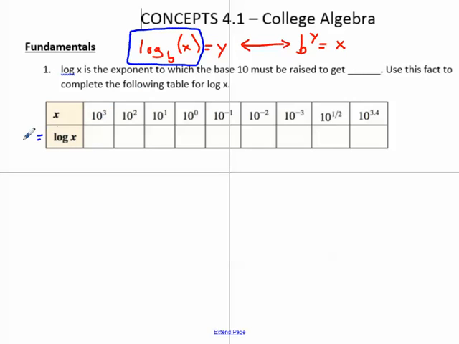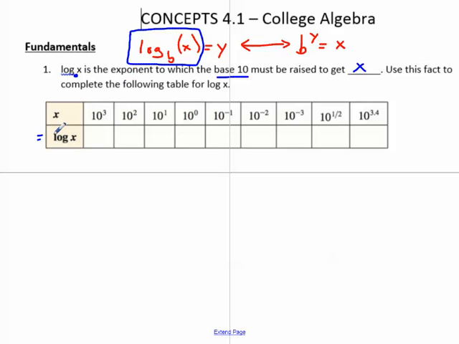Let's go through the question. Log x is the exponent to which the base 10 must be raised to get x. Remember that if there's no base written here, we understand that it's a base of 10. It's the common base. The base of 10 is always going to be the base if there's nothing written. Because if we set this equal to y, 10 to the yth power equals x. Therefore, log of x is asking the question, what is that y that the base of 10 must be raised to get x?